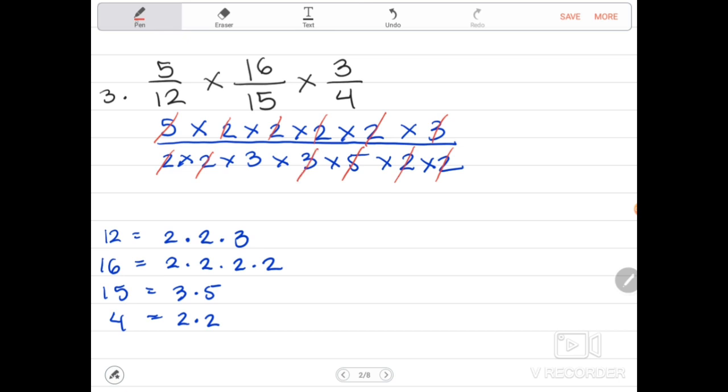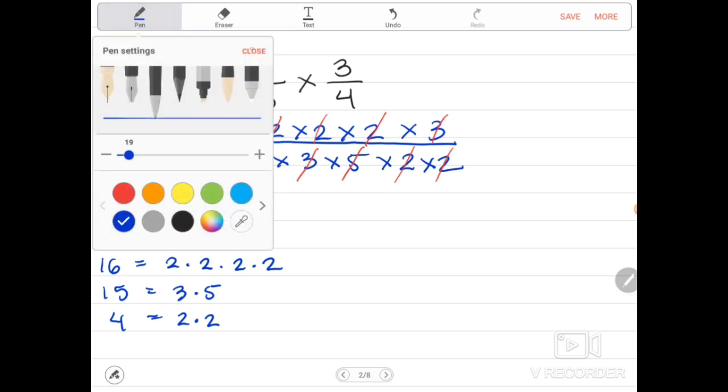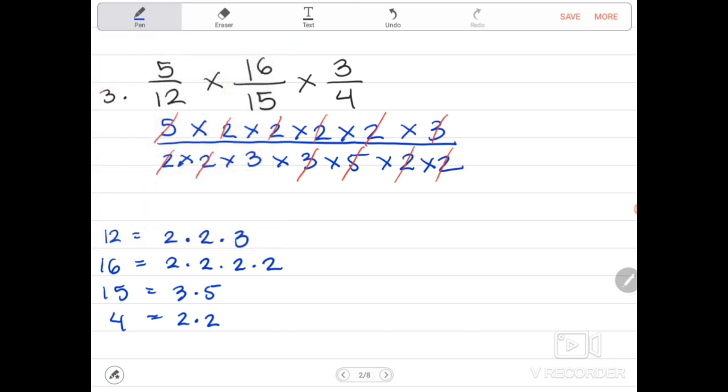As you can see, all the numbers in numerator are being cancelled. That meaning that is 1. That is not 0. Okay? If there is no remaining in our numerator, that is 1. That not 0. So 1 over, what is the remaining in our denominator? The remaining is 3. So our answer here is 1/3.